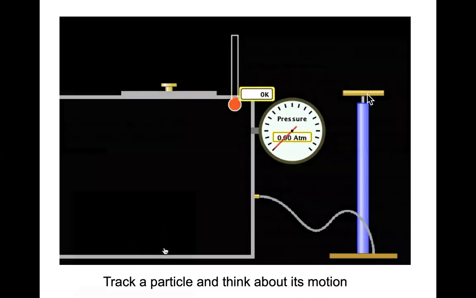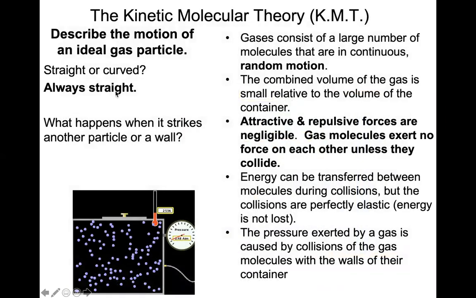If I'm looking at those features, the particle that I was looking at was always moving in a straight line. It could bounce off other particles, it could bounce off the walls, but it was always traveling in a straight line. That's because there are no attractions and repulsions. These gas particles do not interact with the other ones until they collide with them.